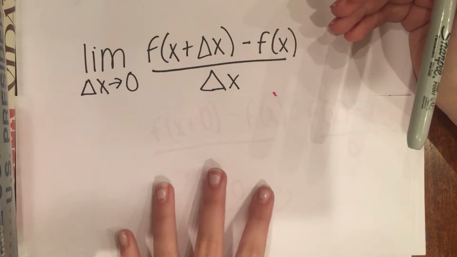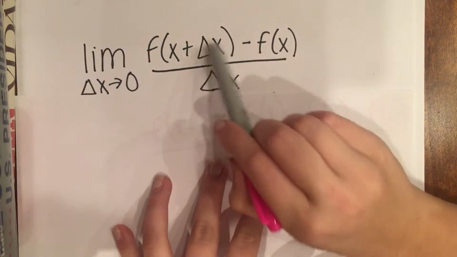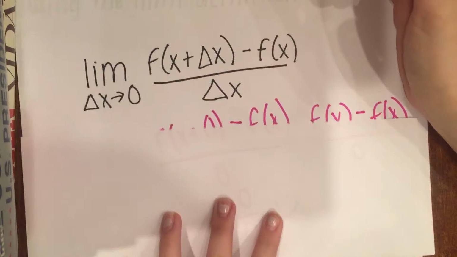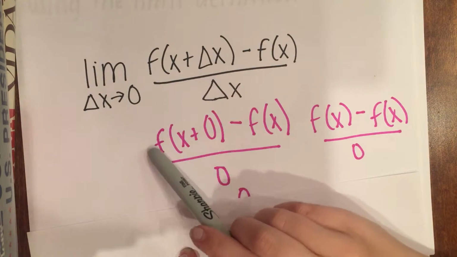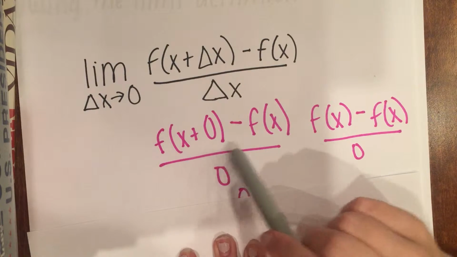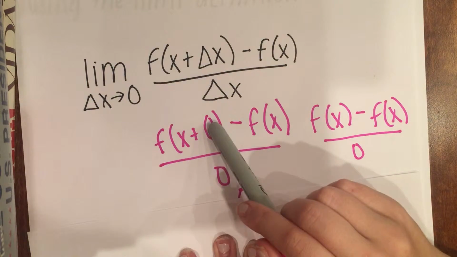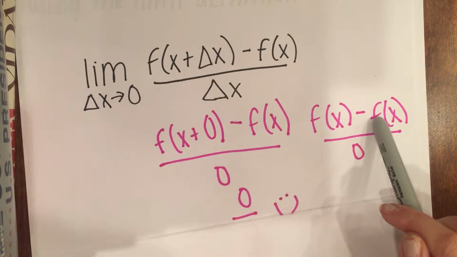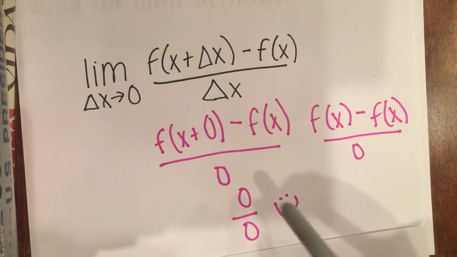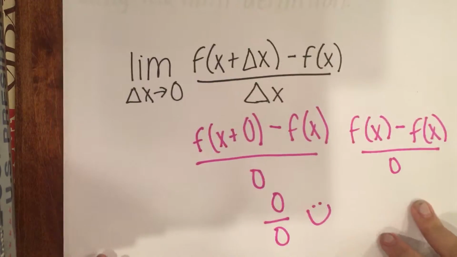The way that I'll show you that we can do that is by plugging in 0 for delta x in every part of this equation. So first, we plug in 0 here, and we get f of x plus 0 minus f of x, all over 0. Now, f of x plus 0 is the same thing as writing f of x. So then these two cancel, and you get 0 over 0, which is a happy face because it means that you can somehow manipulate the problem to get the actual limit.